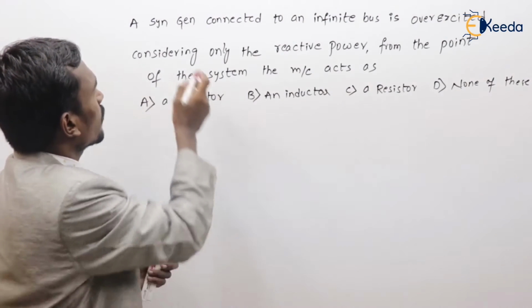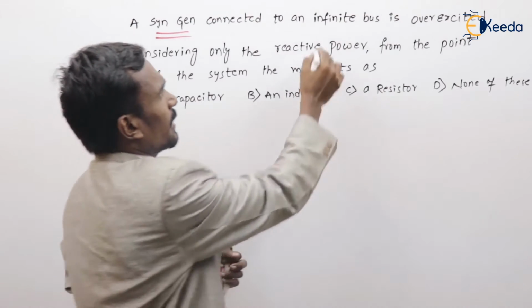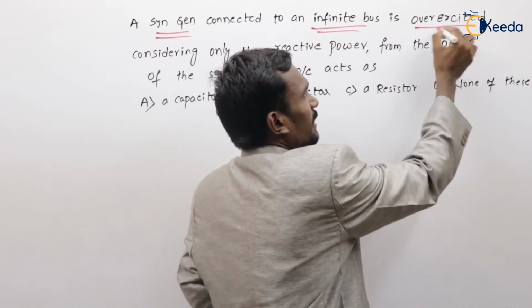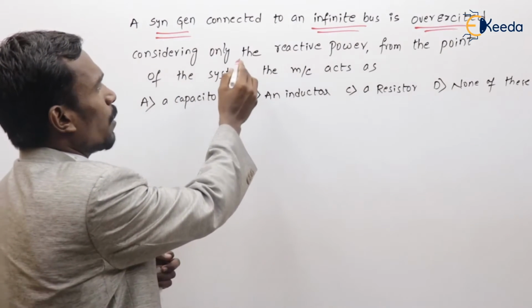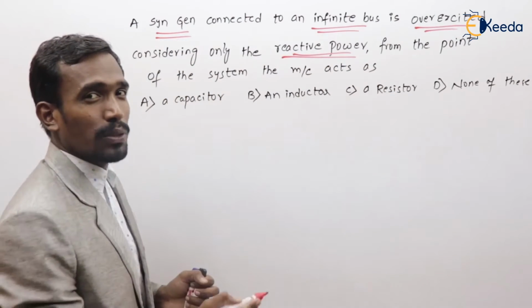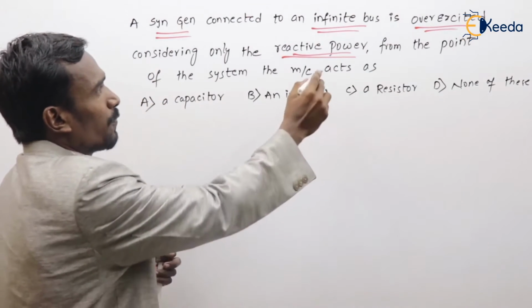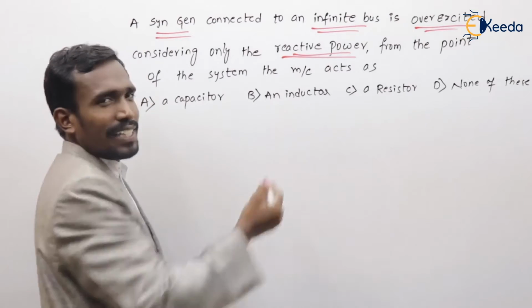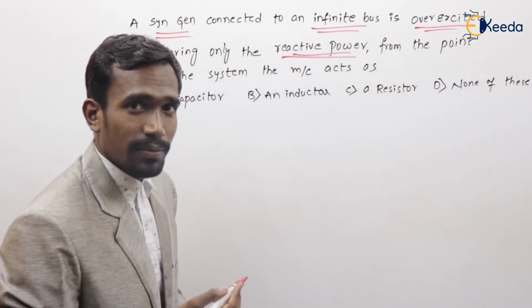Right, next question. Let's see here, a synchronous generator connected to an infinite bus, in overexcited condition. Considering only the reactive power, don't go for active power, from the point of the system, the machine acts as a what?